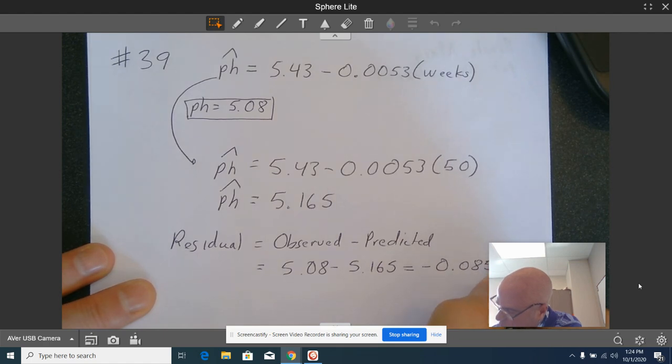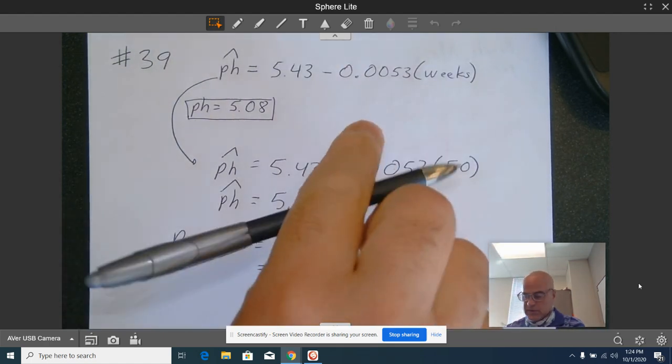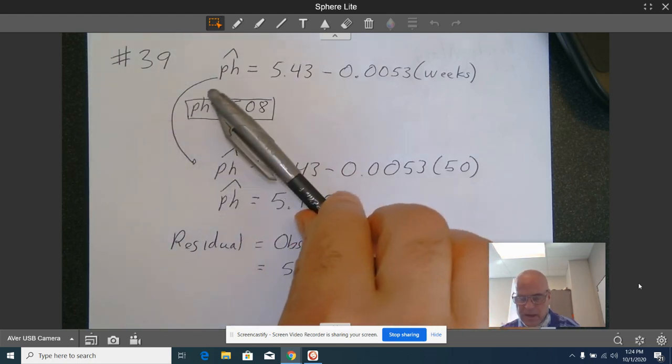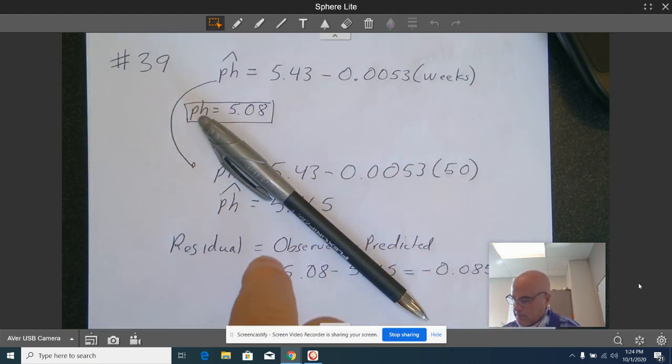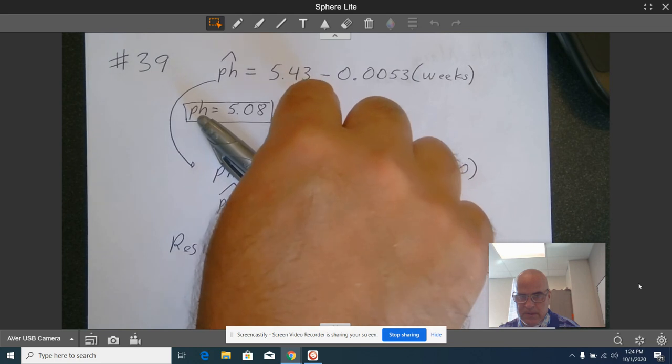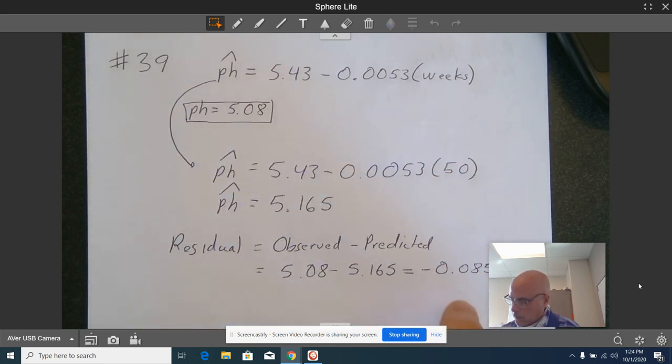0.085. And when it's negative, that means that, for example, if this were your trend line and it's negative, it means it's below. If it's positive, it means it's above. Okay, so it's below our trend line.